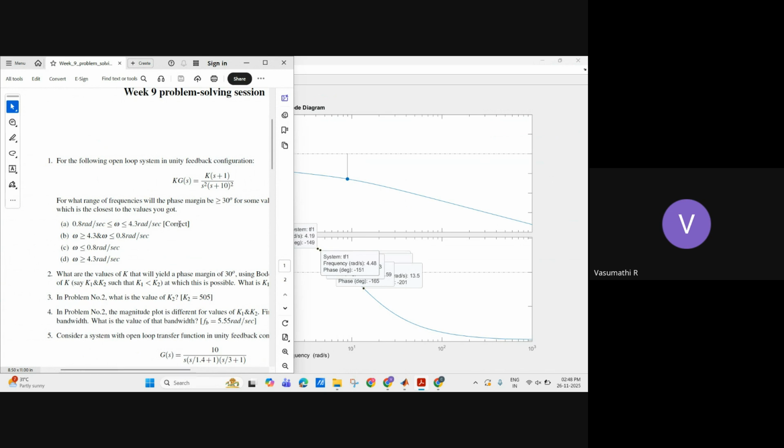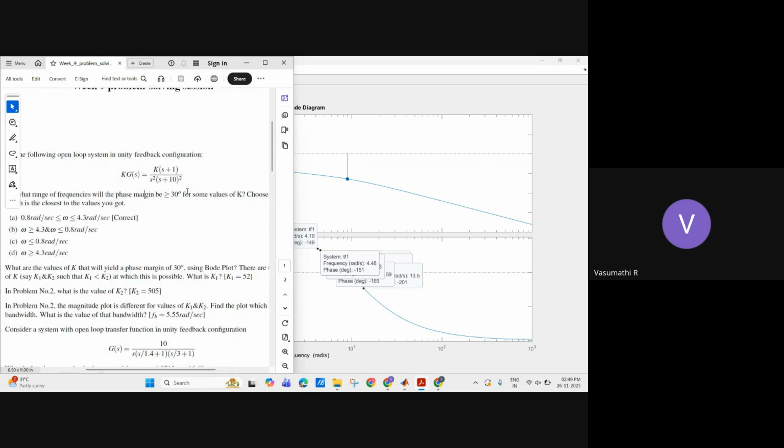This is the correct answer, but why is it correct? This is greater than 4.3, so the 4.1 range won't come. This is less than 0.8, this also won't come. This is also greater than 4.3, so this is the only option that is between 4.1 and 4.5 approximately. So the first option is the correct option, right?